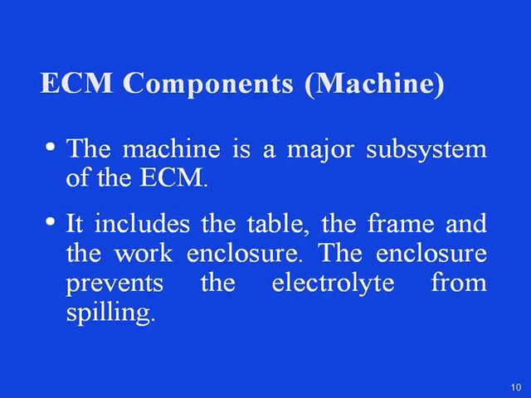Let us see the machine used in ECM. The machine is a major subsystem and it includes the table, the frame and the work enclosure. The enclosure prevents the electrolyte from spilling. Moreover, if any toxic gases are developed, this can prevent them from spreading and polluting the environment.